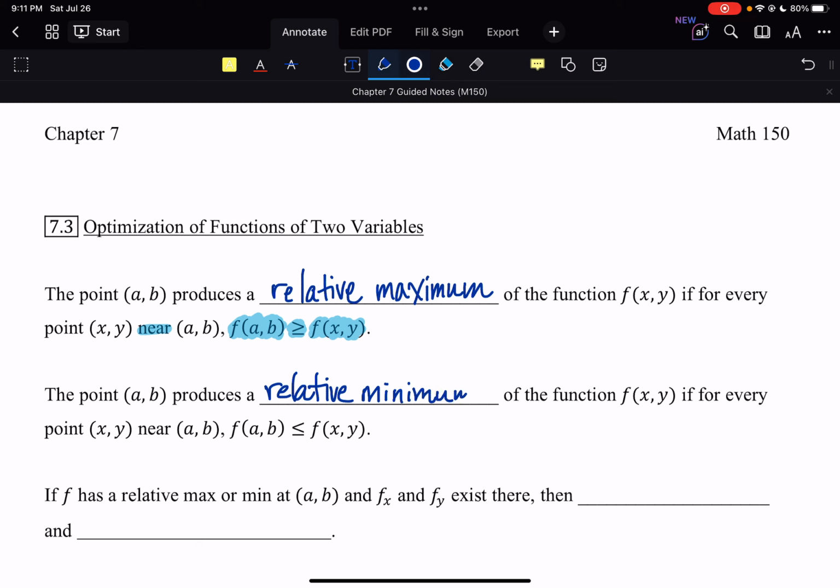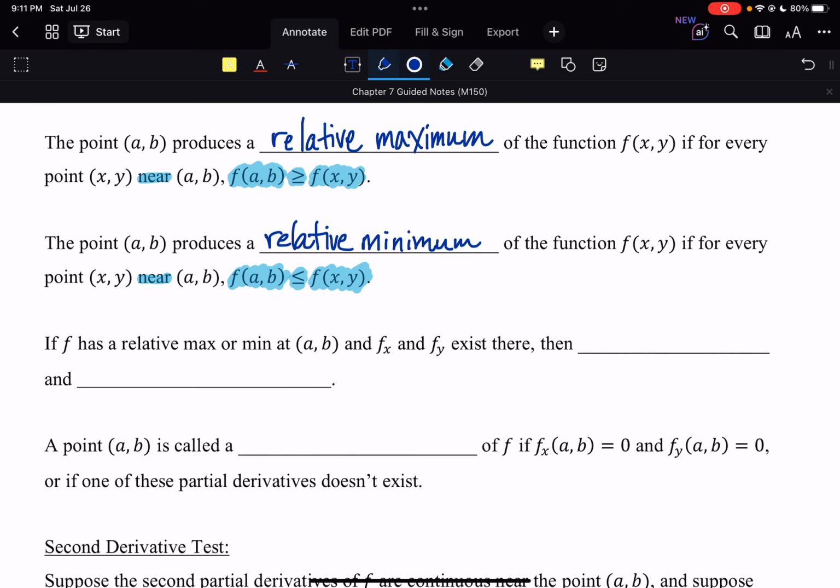Similarly, the point (a, b) produces a relative minimum of the function f of x, y if for every point (x, y) near (a, b), f of (a, b) is less than or equal to f of (x, y). So if the output at (a, b) is smaller than everything else around it, then that's a relative minimum. Conceptually, these ideas are the same as max and min values for functions of a single variable. Where this changes is how we determine where these points might be.